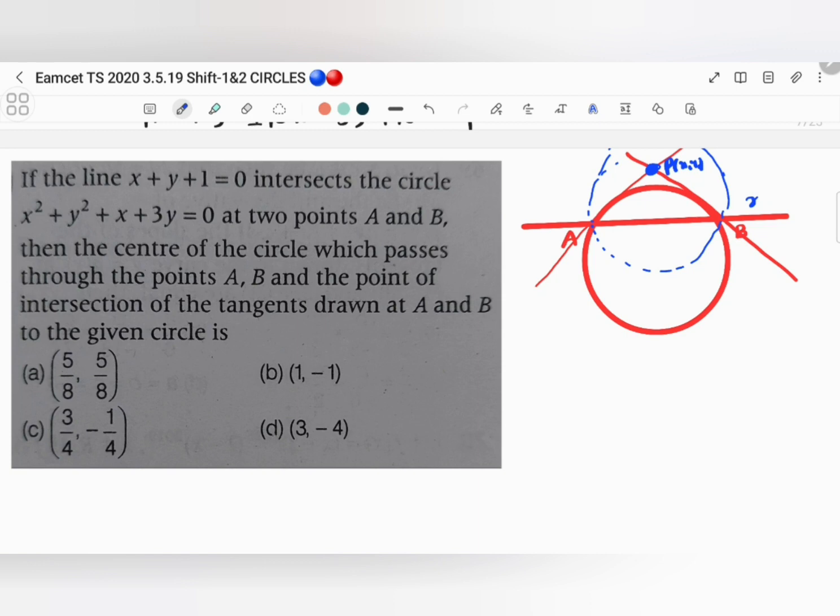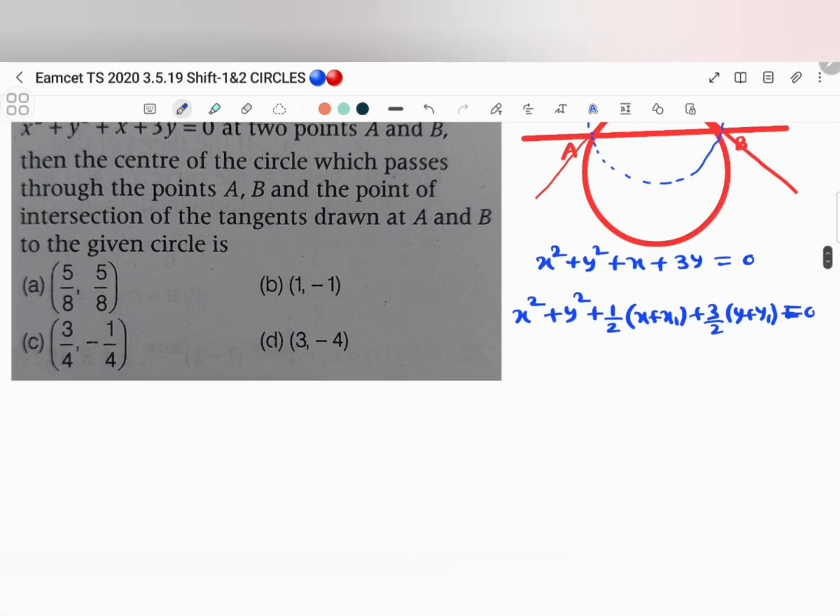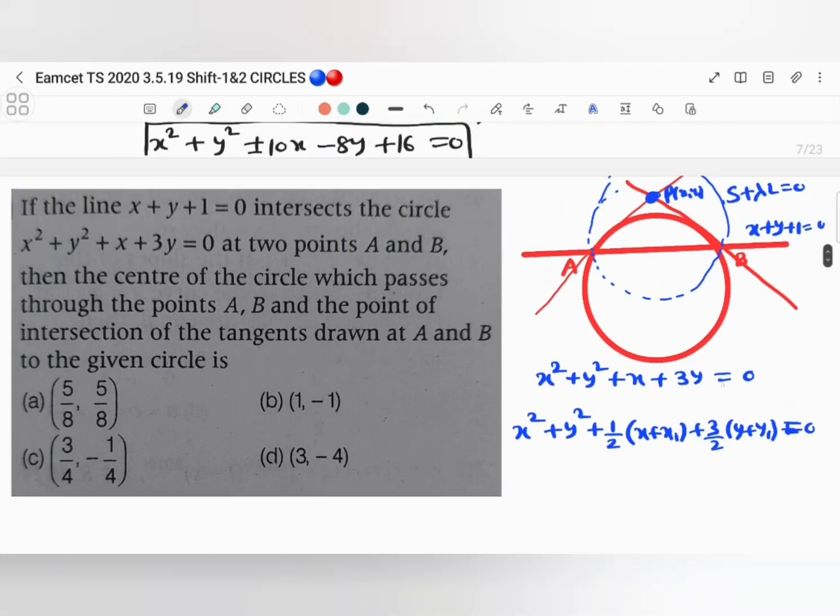First, this is the line x plus y plus 1 equal to 0. This circle is x square plus y square plus x plus 3y equal to 0. The dotted circle will become S plus lambda L equal to 0. So x square plus y square plus g into x plus x1, so 1 by 2 into x plus x1 plus 3 by 2 into y plus y1, the chord of contact, is equal to 0. So this is the equation of the chord of contact I wrote now.